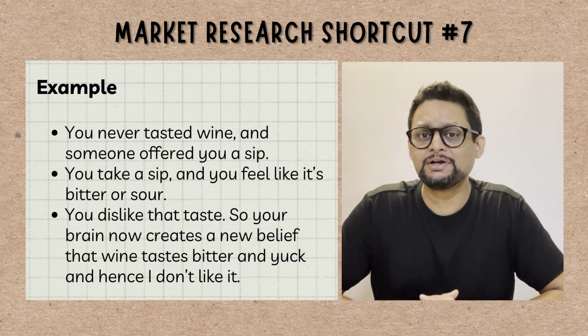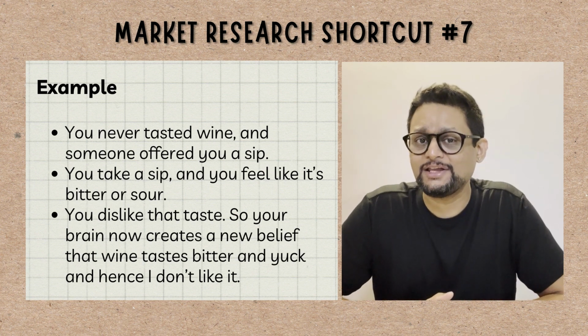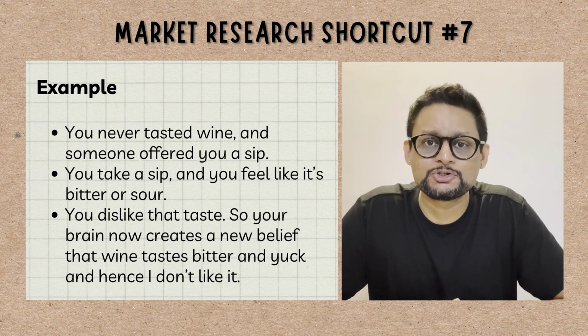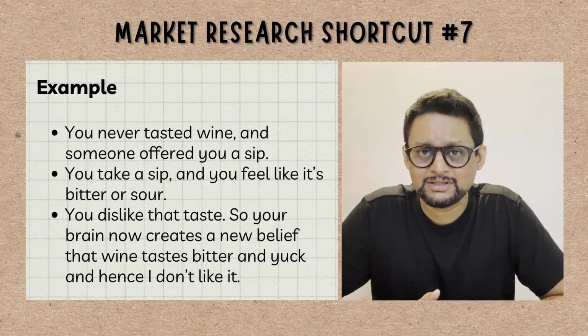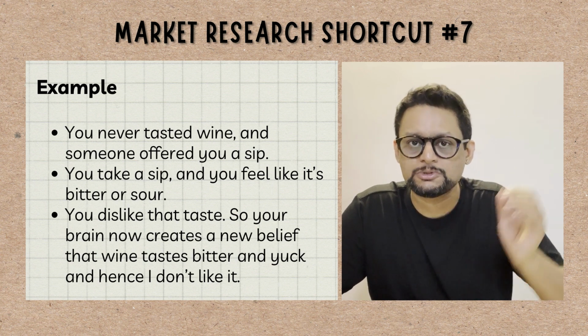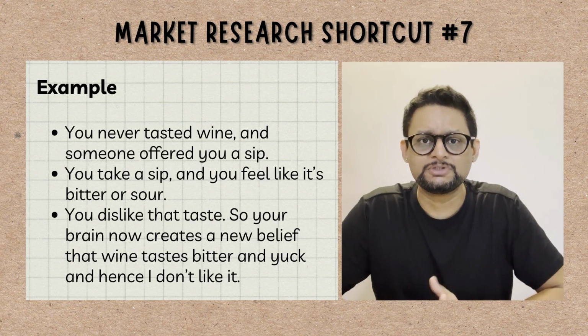Well, a good example here is, let's say you never tasted wine and someone offered you a sip. You take a sip and you feel that it's bitter or sour. You dislike the taste, and the next time someone offers you wine, you're probably not going to take it. That's because your brain is now clearly telling you that the last time you tasted wine, it was bitter and yuck. And so this time you should not taste it. So that's how objections are formed.